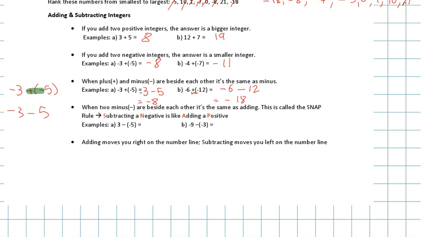So then, what if I have two negatives after each other? We call this snap. Snap means subtracting a negative is like adding a positive. Subtracting a negative is like adding a positive. Because what happens is the negative and the negative, they make a positive.